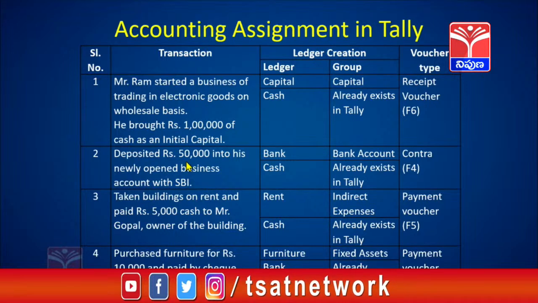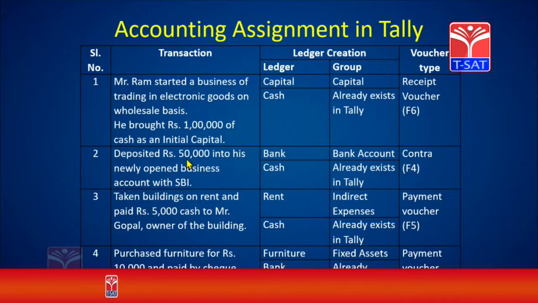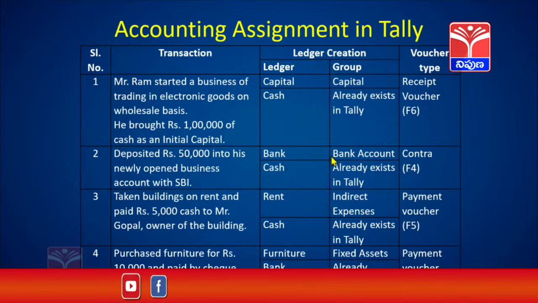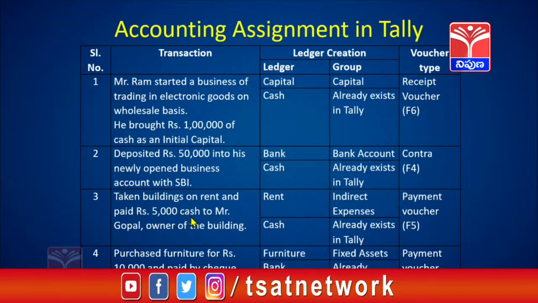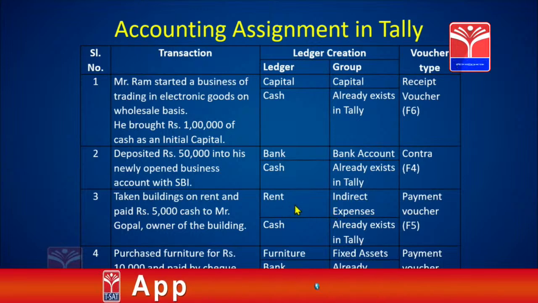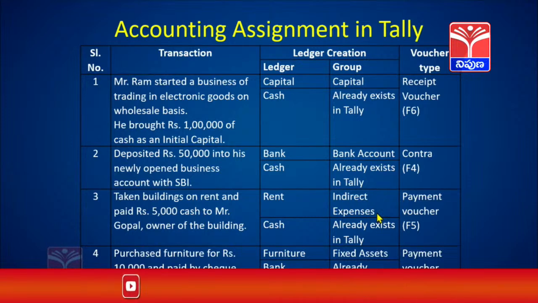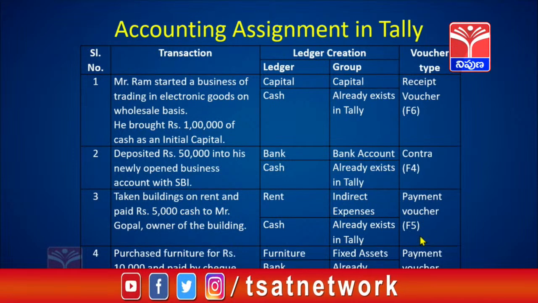Now, let us see other transactions. Mr. Ram has deposited 50,000 rupees out of the 1 lakh cash he brought to the business, into the bank. For this transaction, you have to create a bank account and you have to enter this transaction in contra voucher. In the same way, he paid some rent. For this transaction, you have to create a rent account, and the rent account should be created under indirect expenses group. Then this transaction is entered in payment voucher.